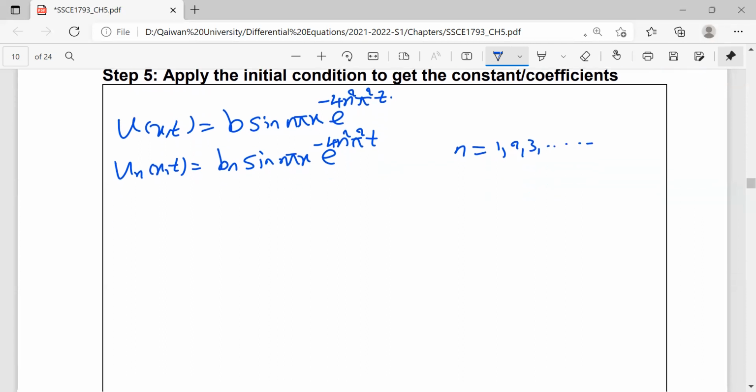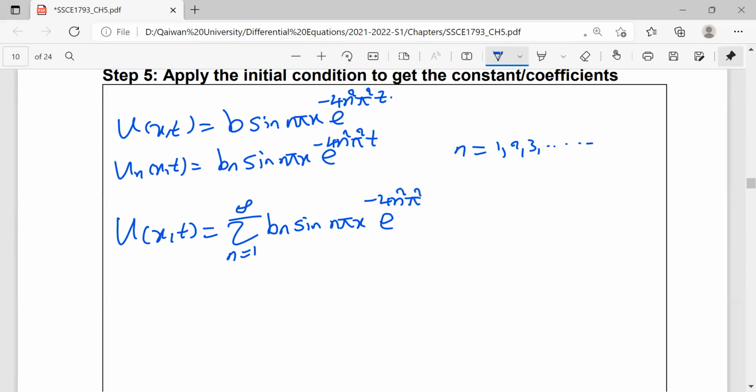Okay. Now we say u_n. So what's the sum of all iterations? u1, u2, u3, u4. U of x,t is the sum for n from 1 to infinity of b_n sine n pi x times e to the power minus 4 n squared pi squared t. This is a Fourier series. Now we find b_n.